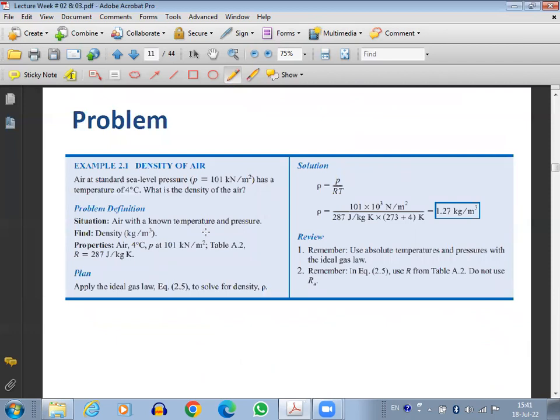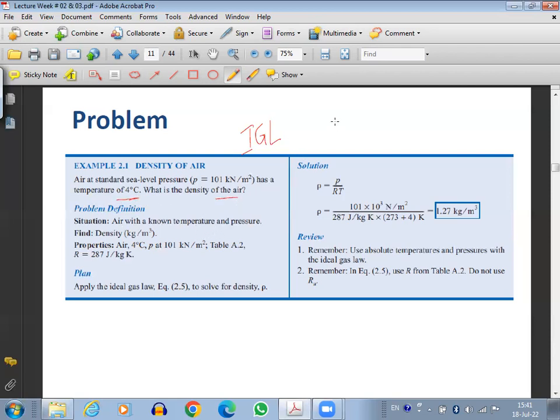It's a simple problem related to the ideal gas law. Ideal gas law problem. Air at standard sea level pressure, P equals 101 kilonewton per meter square. Now, the standard sea level pressure is something that you all should also memorize. What is the atmospheric pressure? Atmospheric pressure is 101325 Pascal, or 101.325 kilopascal. 1 Pascal is 1 Newton per meter square. Okay, so here it is 101 kilonewton per meter square. It has a temperature of 4 degrees centigrade. What is the density of the air?